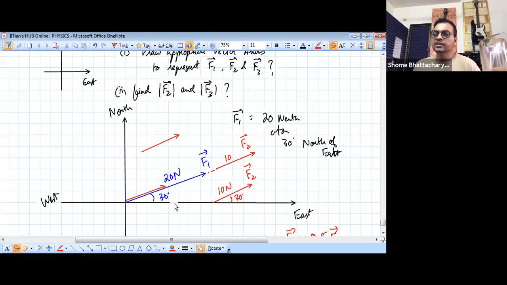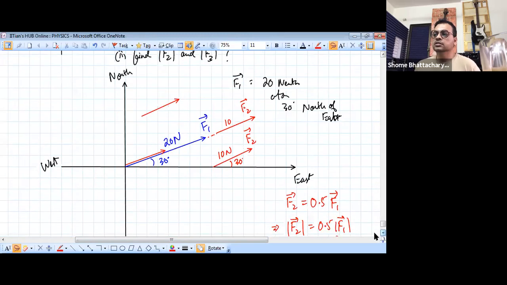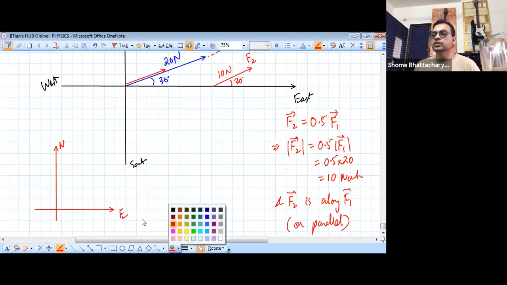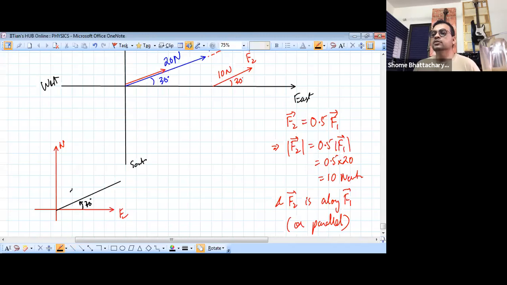How did we get F1? Okay. F1 is at 30 degrees north of east. So F1 was given to me in the question. So this is my east direction and this is my north direction. So this is east, this is north. So which will be the line which is 30 degrees north of east? That will be this length. From east, I am going 30 degrees. So this is the meaning of 30 degrees north of east.